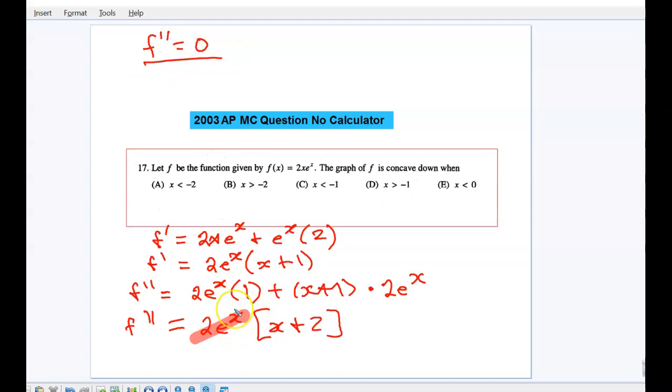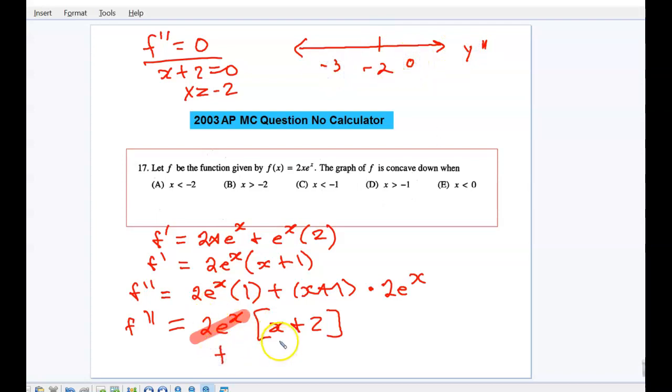Again, nothing will make 2e to the x 0 because it's an exponential and there's no transformations there. So the only time this thing is going to be 0 is when x plus 2 is 0, so when x equals -2. So a quick number line test with -2. If I use -3 and 0, no matter what I plug in here, this is going to be positive. A -3 is going to make that negative, and a 0 is going to make that positive.